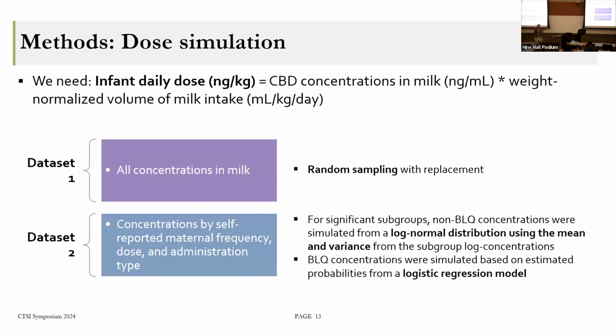Looking to the next step, we got concentration, we got the milk intake volumes. Now let's get the dose that we needed for the simulations. So again, looking at data set 1, we used all concentrations in breast milk. What we did there is random sampling with replacement.